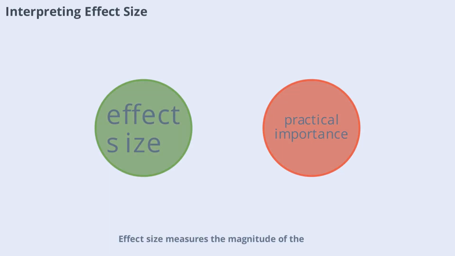Effect size measures the magnitude of the difference or association found in a study. Unlike p-values, effect sizes provide information about the practical importance of the results. When reviewing conclusions, look for effect size estimates and consider whether they are clinically meaningful.